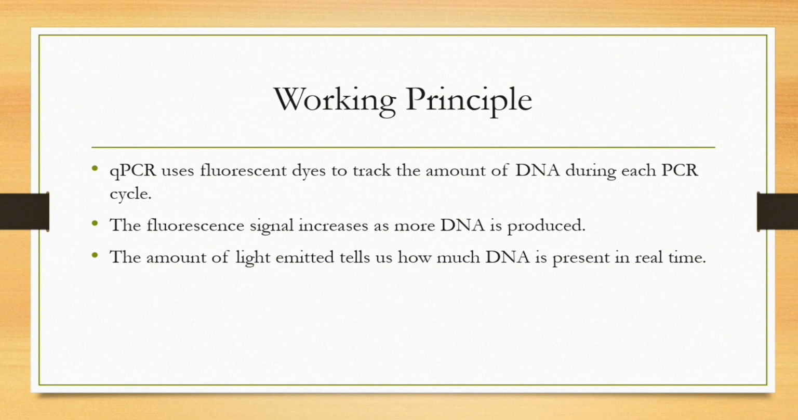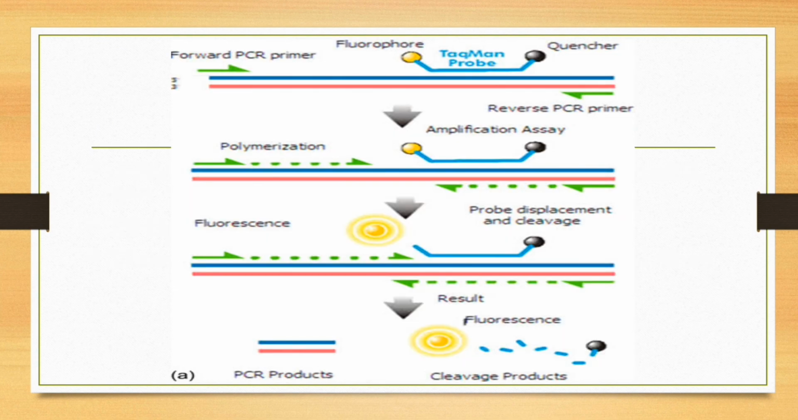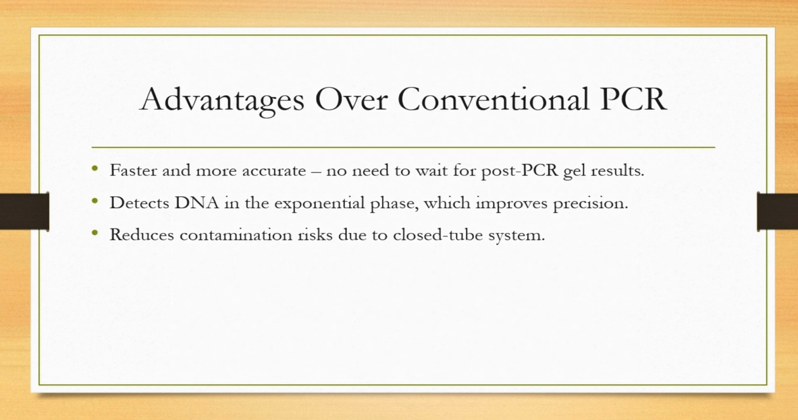It uses fluorescent dyes to track the amount of DNA during each PCR cycle. The amount of light emitted tells us how much DNA is present in real time. Advantages over conventional PCR: faster and more accurate, detects DNA in the exponential phase, reduces contamination.